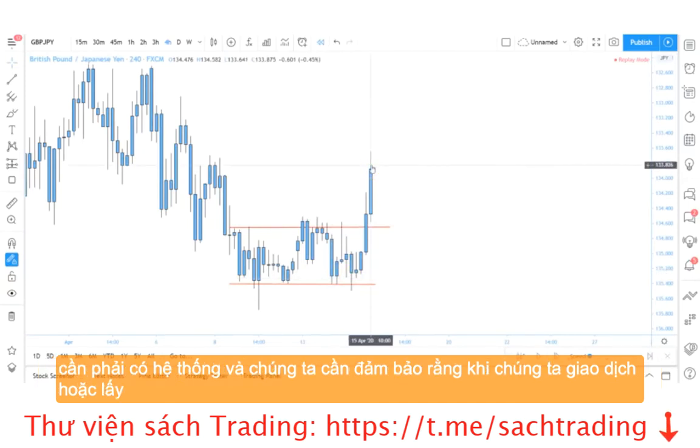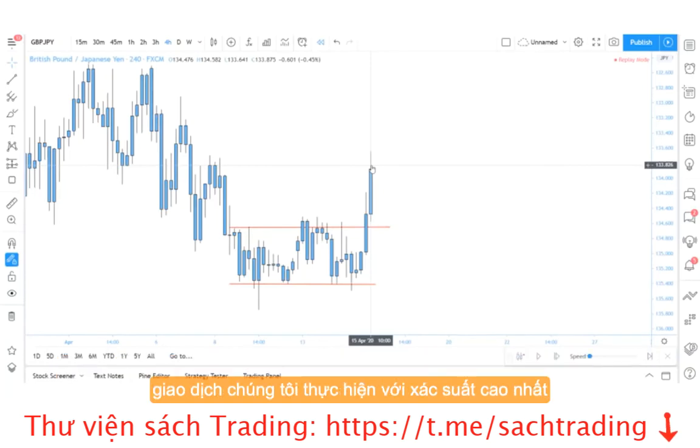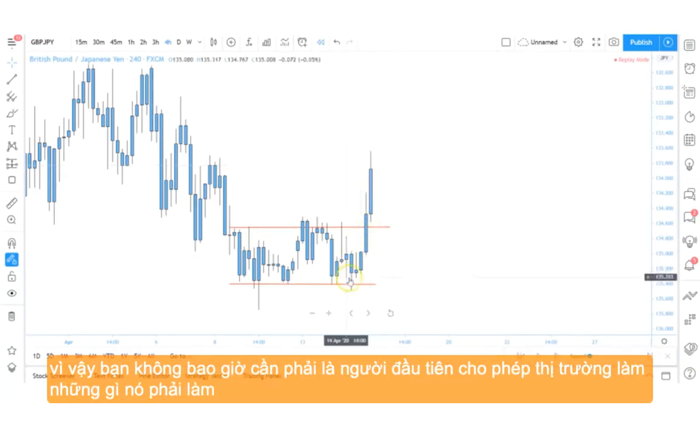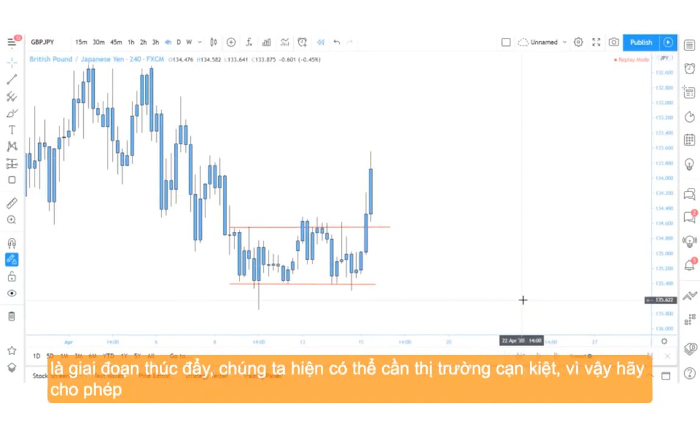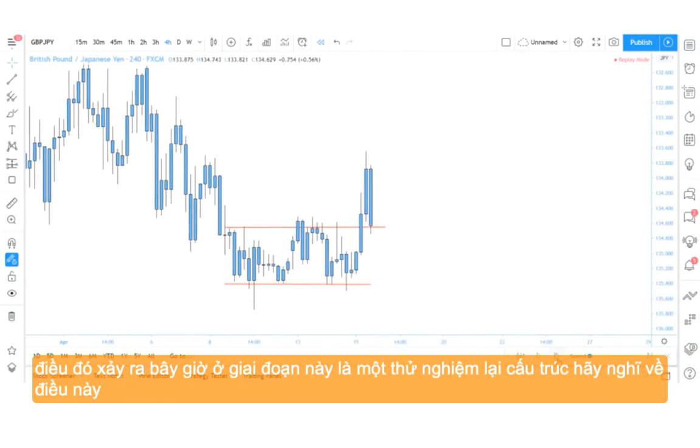We need to be systematic, and we need to make sure that when we trade or take trades, we're taking them with the highest probability. So you never need to be the first in. Allow the market to do what it has to do. So we have this breakout. Now we clearly know how market structure moves. If this is a push phase, we now need the market to exhaust. So let's allow for that to happen.